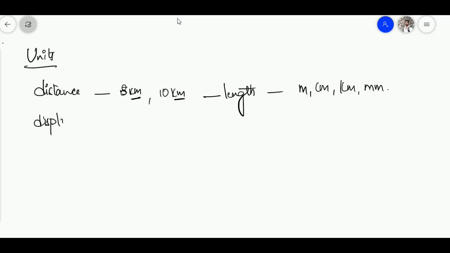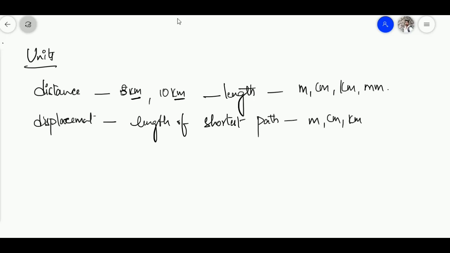Coming to the displacement, that is also a length of a path, but that is the shortest path. That doesn't make any difference for the units. So displacement also has the same units, whatever the unit indicates the length. So the bottom line is that units of distance and displacement are the same. Units are the same for both distance and displacement.